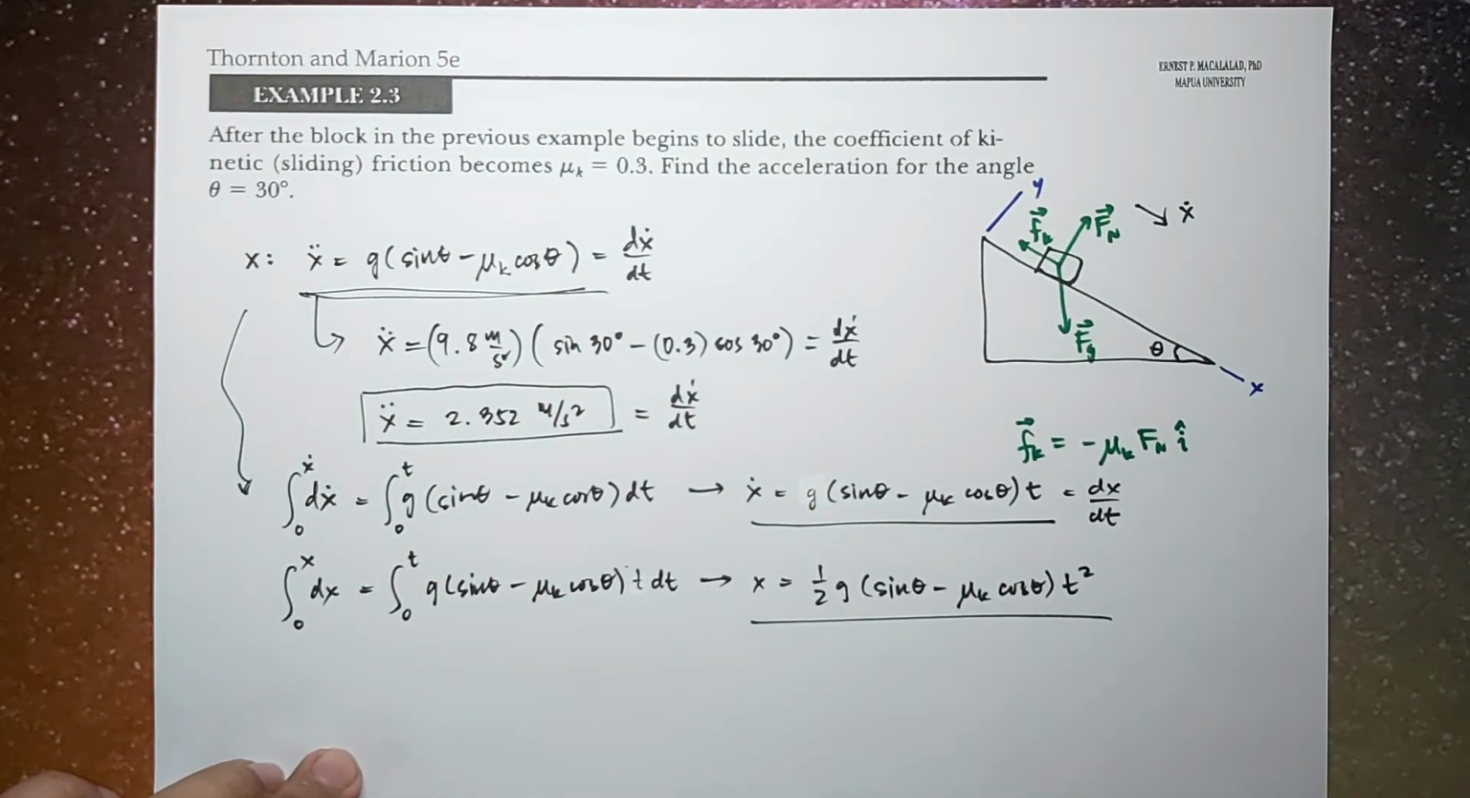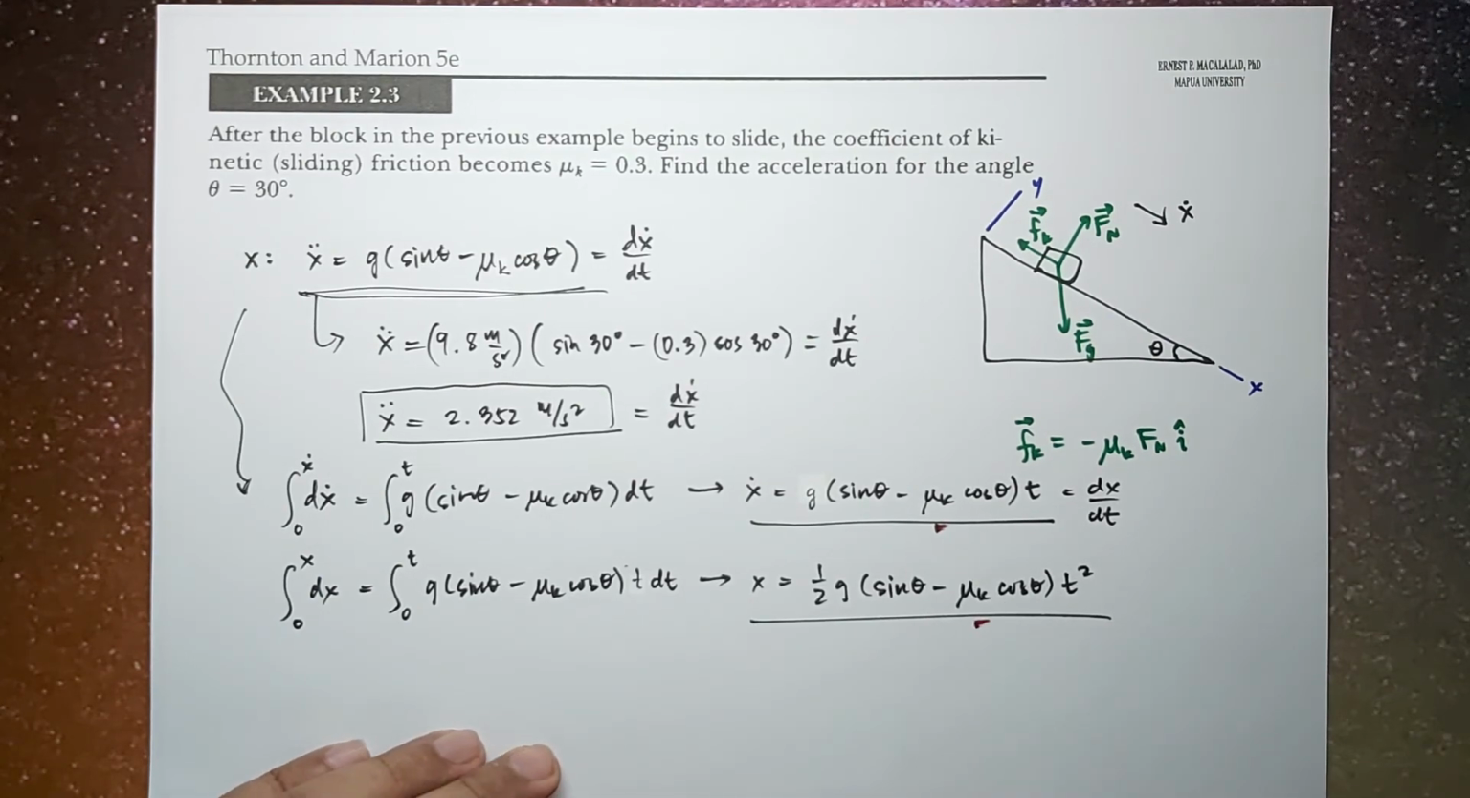You can reduce this to your usual example 2.1, wherein the frictional force is absent. If the frictional force is absent, mu k will be 0, and then you'll end up with your original result in example 2.1, which you can refer to later. Okay, so that's it. That's example 2.3 of Thornton and Marion 5th edition.